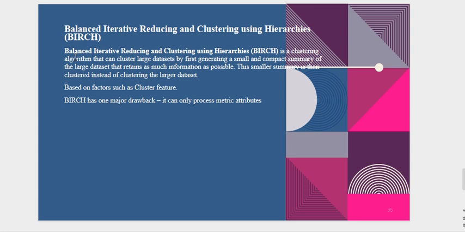In BIRCH, it has one major disadvantage. It processes only metric attributes.